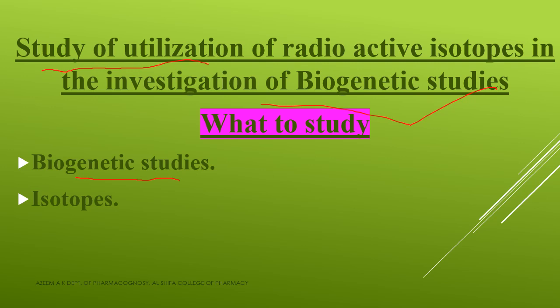And regarding isotopes, 2 different types of isotopes are there: stable isotopes and unstable isotopes or radioactive isotopes. So here radioactive isotopes means they are having the capacity to emit radiation, that is alpha rays, gamma ray, beta ray, etc. Likewise, some radiation can be emitted by these isotopes, and they are known as radioactive isotopes. And in our section we are going to use this unstable isotope, that is radioactive isotopes. That is, radioactive isotopes were generally used in the biogenetic study of various plant compounds. Clear? So that is isotopes.